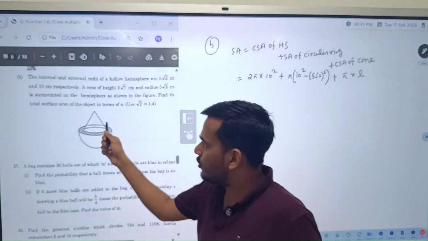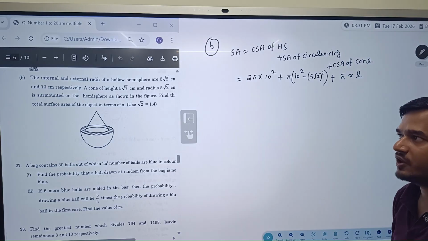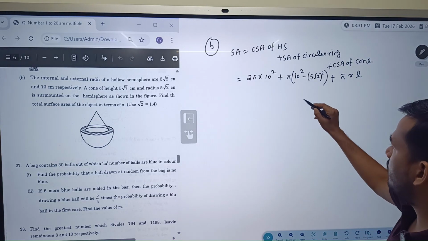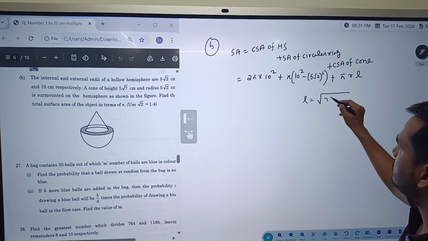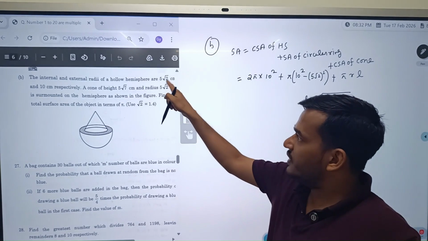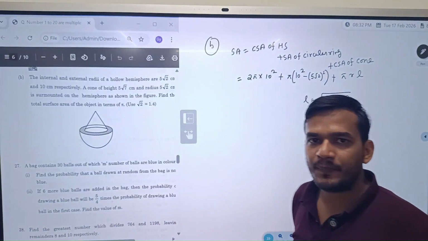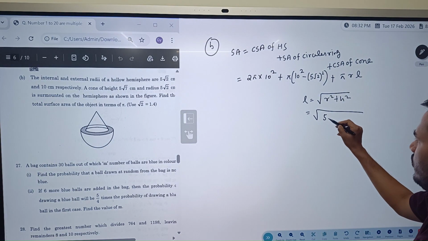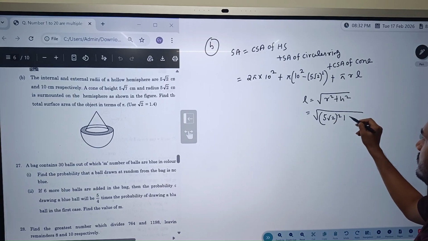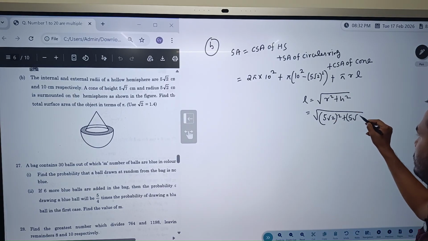Now the radius of the cone is also 5 root 2, but we have to find the slant height of the cone. And slant height of the cone is nothing but root of r square plus h square. R in case of cone is 5 root 2 and h for the cone is 5 root 7. So (5 root 2) whole square plus height of the cone is 5 root 7, so (5 root 7) whole square.